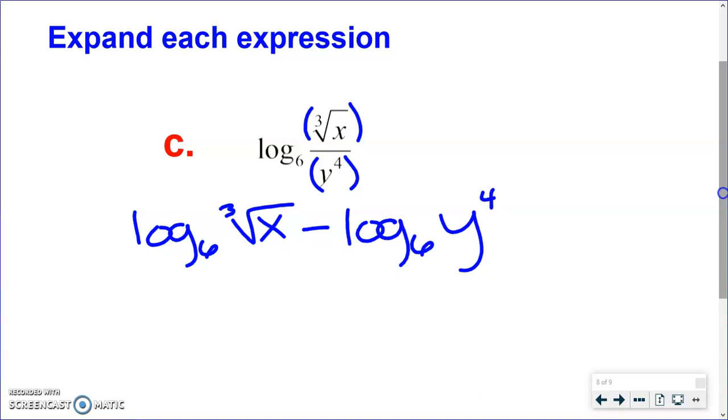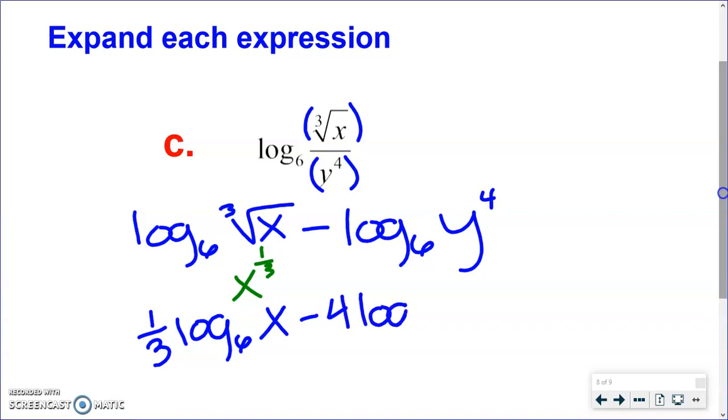Remember that the cubed root of x is the same as x to the 1/3 power. That's important to know because remember exponents can come down into the front. So we can rewrite this as 1/3 log base 6 of x minus 4 log base 6 of y.